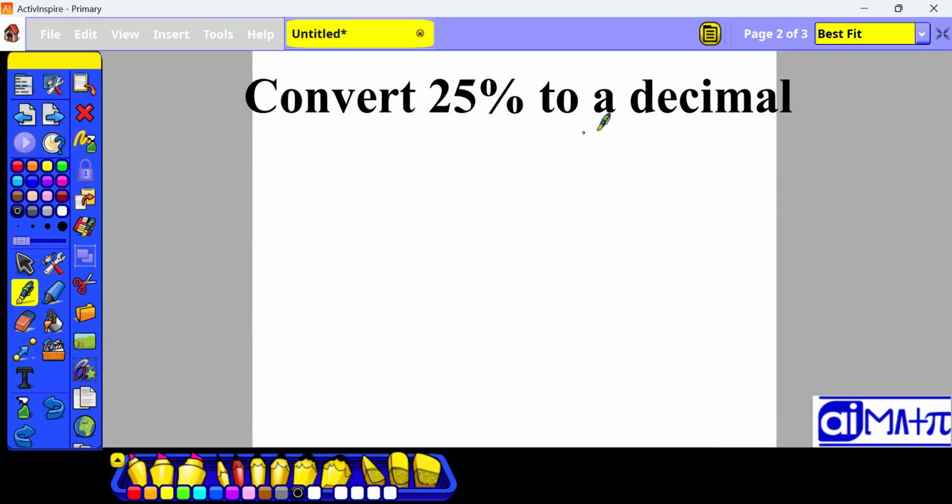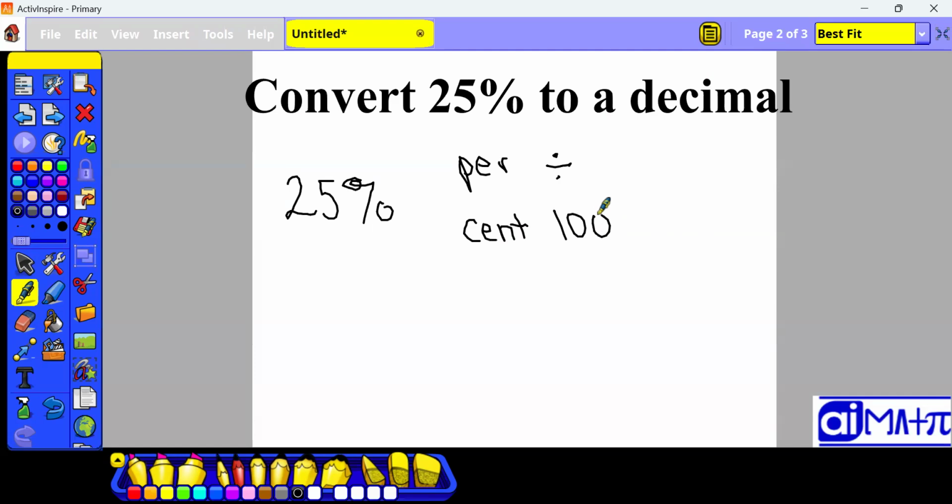Convert 25% to a decimal. Well, I'm going to rewrite the word 25% here. And I'm doing that in order to break this symbol down. The word percent: per means divide. Cent means 100, like the term century or 100 cents makes $1. So percent means to divide by 100.